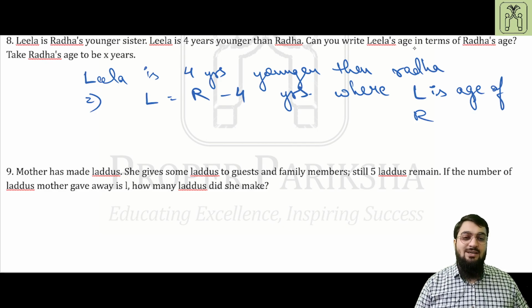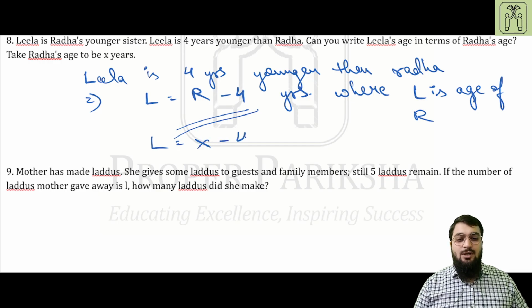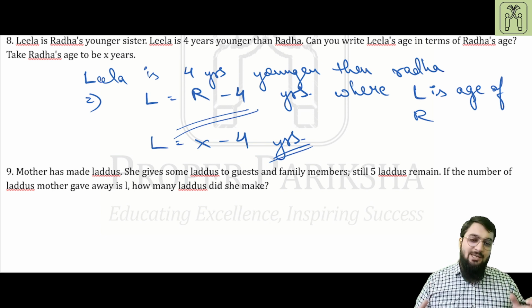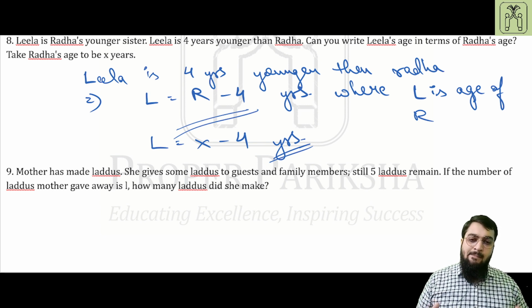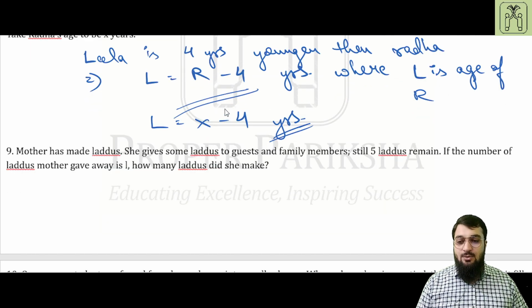Can you write Leela's age in terms of Radha's age? That is the answer. Take Radha's age to be X, no problem. So Leela will be X minus 4 years of age. So this statement is itself to be written in the form of the equation.